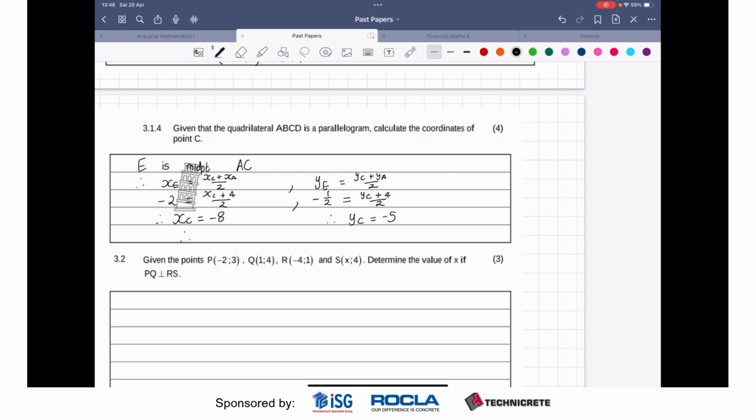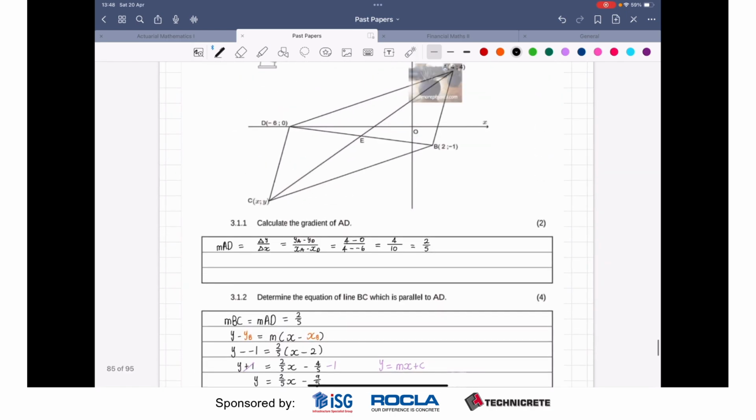And then I have my coordinates for C. So -8 and -5, and I go back to my diagram, and this makes sense, right? Because I expected the x and y to be negative, and I expected the y value for C to be a bigger number than the y value for B because it's lower down in the diagram, and I expected the x value for C to be a bigger number than the x value for D because it's more to the left in the diagram.